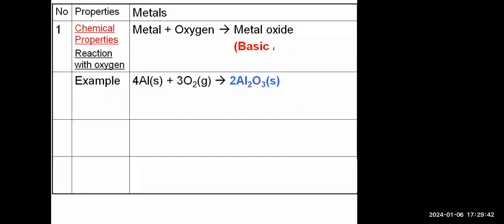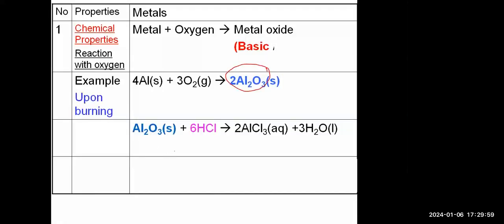You can see aluminium reacting with oxygen to give aluminium oxide. This reaction is upon burning. See, we started with a violent reaction, then vigorous, then upon heating. Now it says upon burning. Now, if we take this aluminium oxide and make it react with an acid, hydrochloric acid, we get salt and water, right? Now, we know the nature of HCl is acidic.